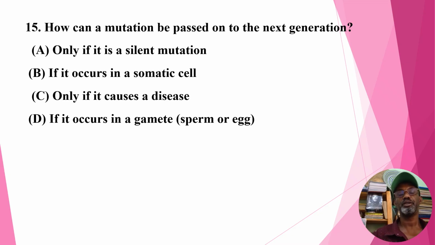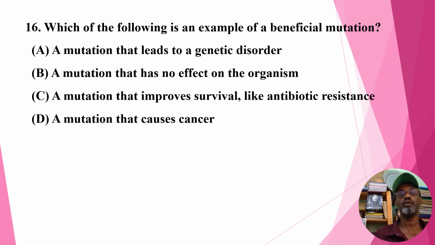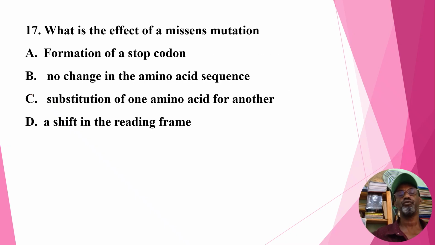How can a mutation be passed on to the next generation? Of course, when the mutation is made in the reproductive cells, the gametes. Question number 16. Which of the following is an example of a beneficial mutation? If that mutation allows survival of a species or organism, like antibiotic resistance, it is a survival advantage, beneficial. And question number 17. What is the effect of a missense mutation? A missense mutation replaces one amino acid by another. Therefore, the answer is substitution of one amino acid by another.